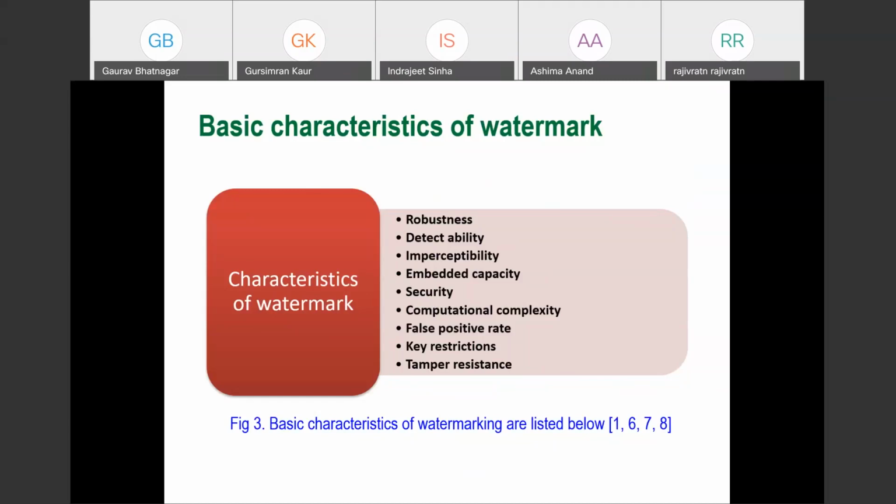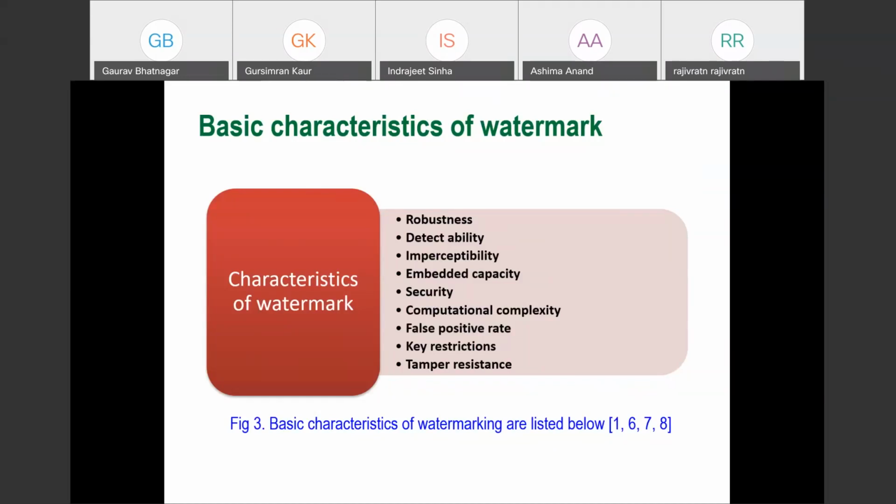Security: we need to maintain a high amount of security in any watermarking technique while having low computational complexity. The other main characteristics of any watermarking technique are the false positive rate, key restrictions, and the tamper resistance. It should provide tamper resistance by maintaining the authenticity and integrity of the watermarking system. However, it is very difficult to maintain a balance between all these characteristics in one single watermarking system. So we need to get as optimal results as possible.